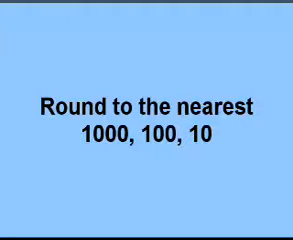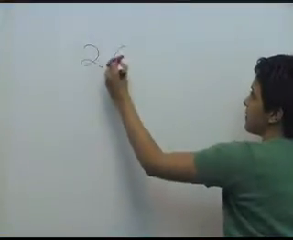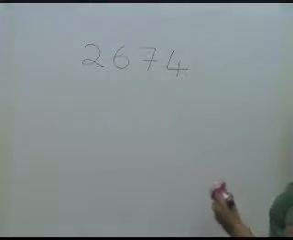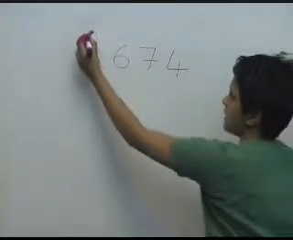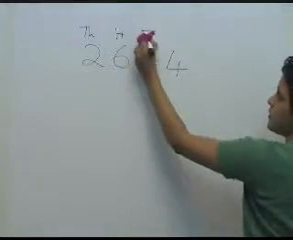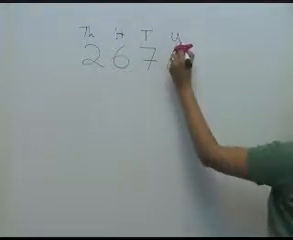Okay, we're going to look at rounding a number to the nearest 10, 100, and 1,000. So if we take a number like 2,674, the first thing you need to know is what each of these columns means. So this is the thousands column, the hundreds column, the tens column, and the units column.